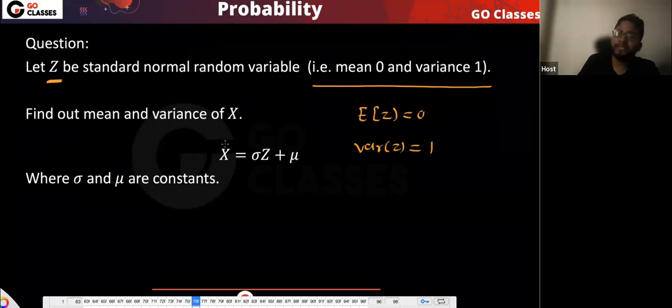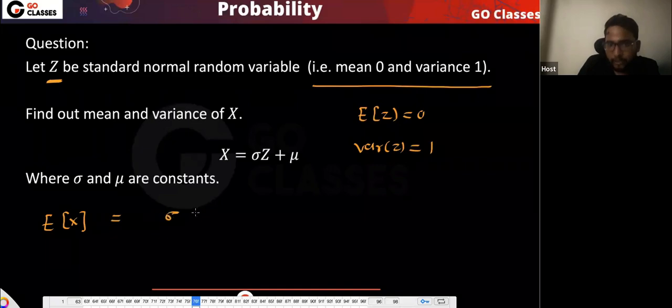Now find out the mean and variance of this X. If X is some new random variable, can you find out the expectation of X, where mu and sigma are just some constants? You can say 2, 5, something like this. So expectation of X will be sigma into, since sigma is constant, expectation of Z plus mu, which is, this is 0, so it is mu only.